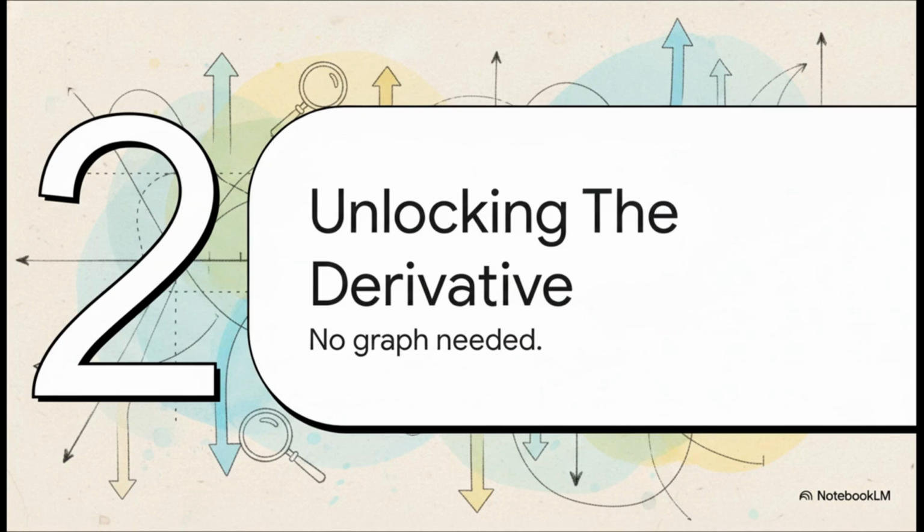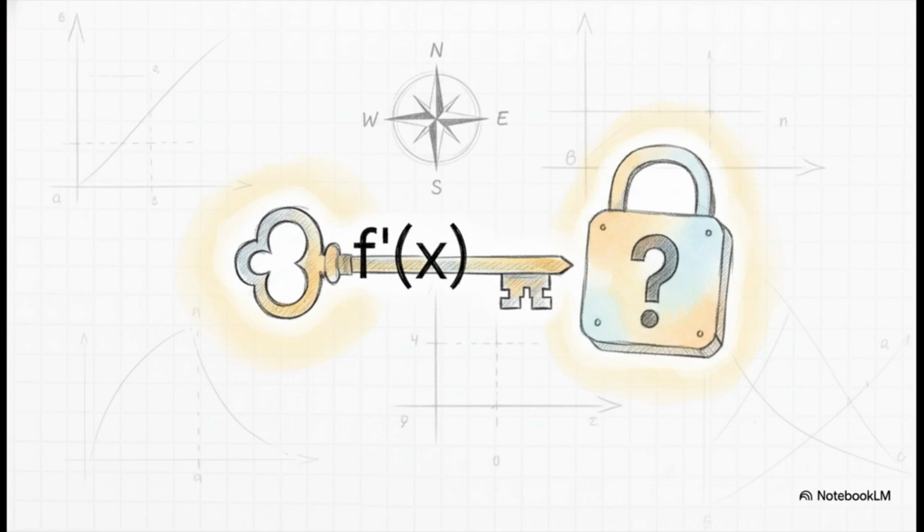But let's be real. Drawing a graph for every single function, it's slow, it's not always practical, and sometimes it's just plain impossible. We need a better way. We need a tool that can just tell us which way the function is heading at any point. And here it is, the master tool, our secret weapon, the first derivative, f prime of x. Seriously, think of this thing as your own personal direction detector.